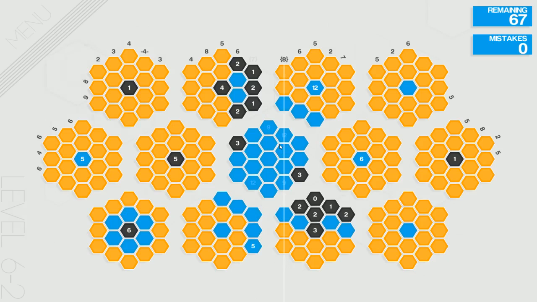Alright, where is our next move? Alright, so let's take a look at this 5 down here and these 2 columns here. For a column of 6, we already have 5 out of our 6, so only one of these will be blue. And so for this 5, we'll have 1, 2, 3, 4, and then one of the remaining in this area will be our 5th.